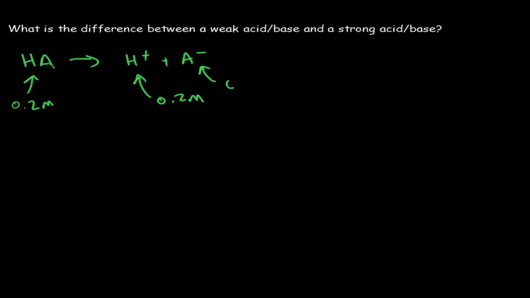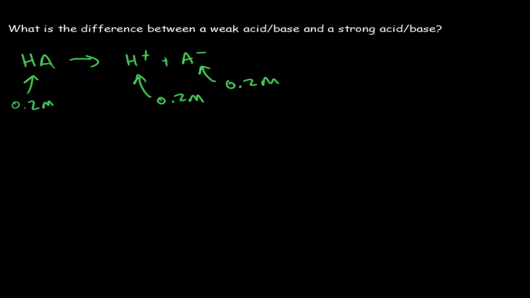So the first question is, what is the difference between a weak acid or a weak base and a strong acid or a strong base? So a strong acid is considered a strong acid because it fully dissociates. So if we look at this acid HA, we're saying it fully dissociates into H plus ions and A minus ions. And it has full dissociation. So that means whatever the concentration of your acid is, let's say 0.2 molar, we would have 0.2 molar of both the protons and the A minus anion because it would fully dissociate.